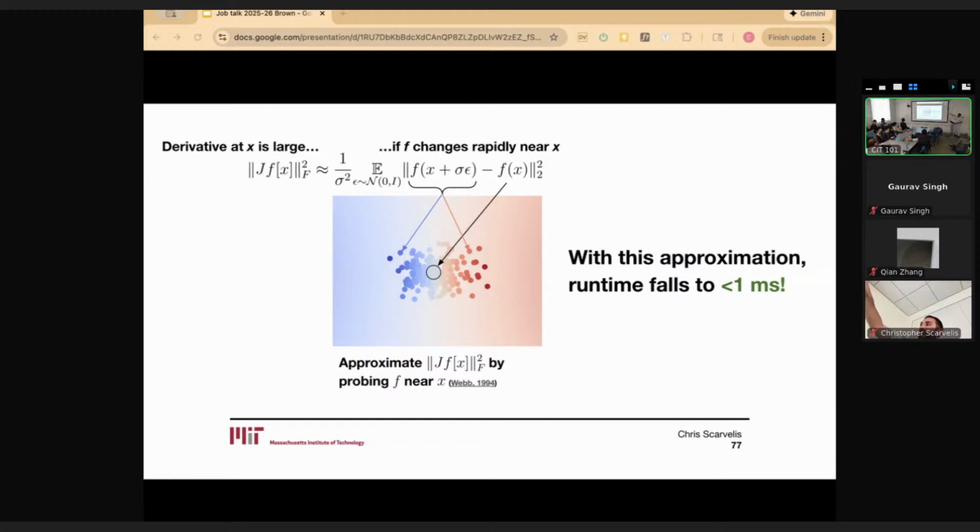The intuition behind this result is pretty simple. It's basically saying the magnitude of a function's derivative is large. So on the left-hand side, that's what we're measuring. Wherever the function's values are changing rapidly, that's what we're measuring on the right-hand side.